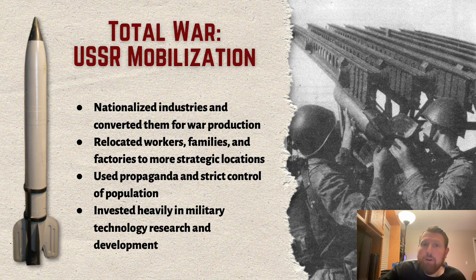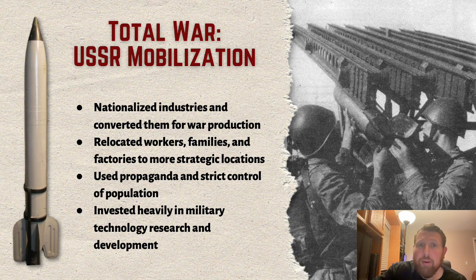One of the most notable efforts was the evacuation and relocation of entire industries from the western part of the USSR to the Urals and Siberia, which were away from the advancing German armies. This included not just factories, but also workers and their families. By 1943, these relocated industries were producing more than before the war, which significantly contributed to the Soviets' military capabilities.